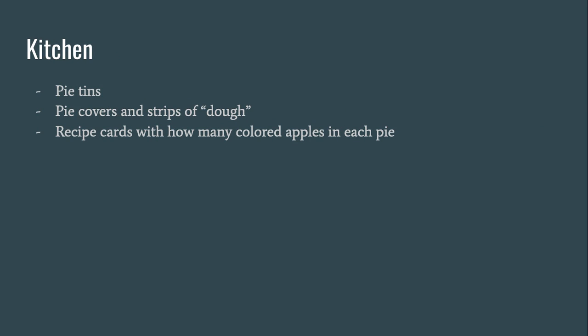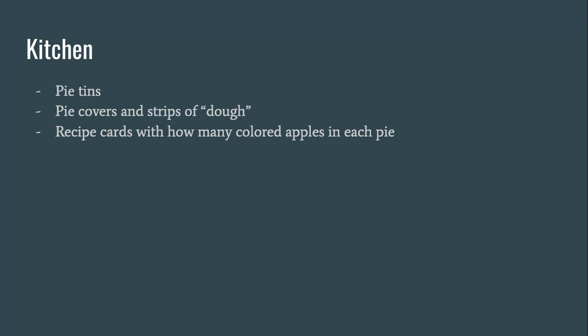In the kitchen, I made pie tins and pie covers with tan felt and strips of dough. And I had recipe cards, and each of the recipe cards had different quantities of numbers on them. So, for example, there were always green, red, and yellow apples.